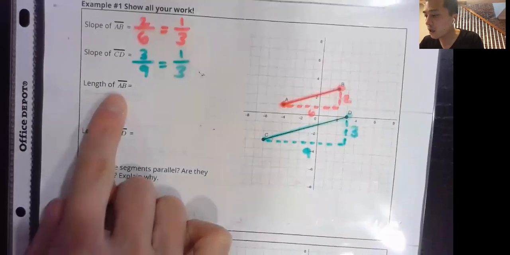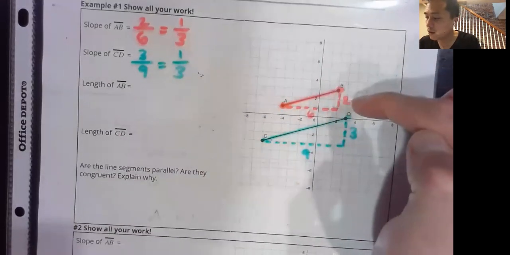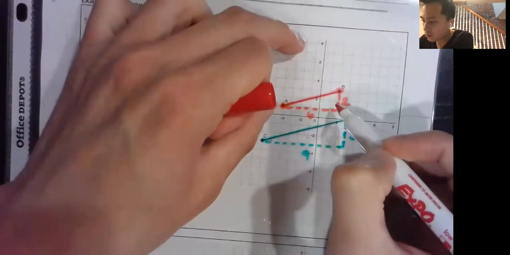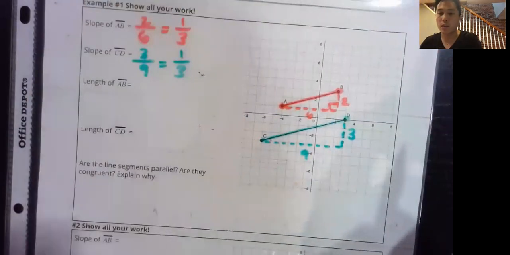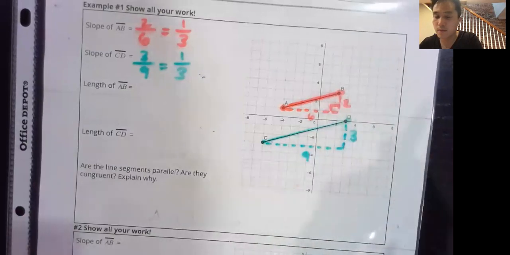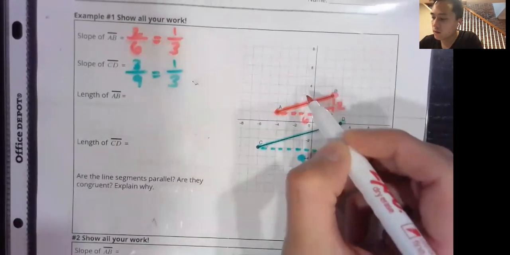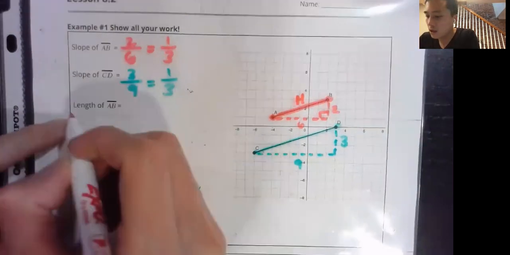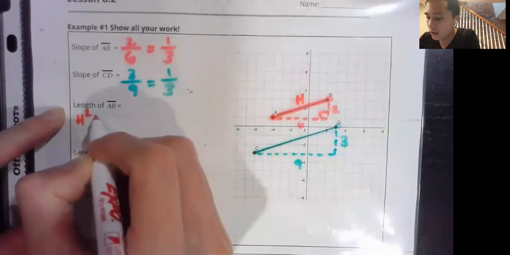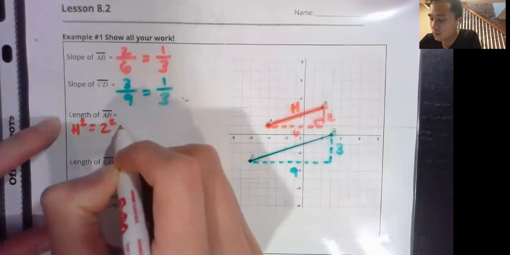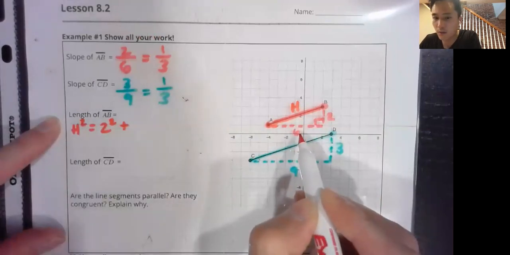Length of AB, well, I can go back here and look at my slope triangle. Right? And slope triangles are always right triangles, so I can use the Pythagorean theorem to find the length of this hypotenuse right here. So this length, let's just call it h, because it's the hypotenuse. So I know that hypotenuse squared is equal to the length of one of the legs squared, which is 2 squared, plus the length of the other leg squared, which is 6.